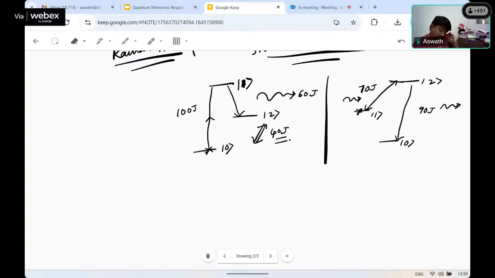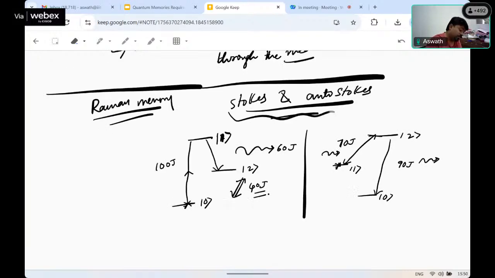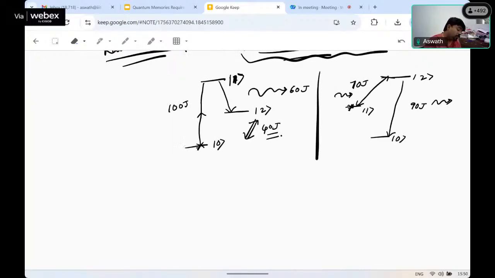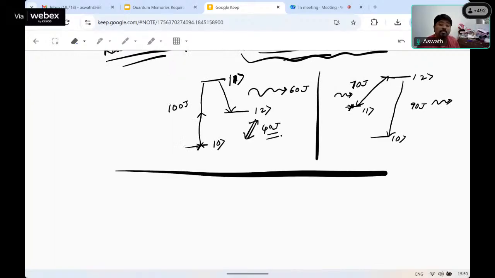So you can think, in this case, some kind of enhancement of incident energy takes place from the system which is already in the excited state. So these are actually called Stokes and anti-Stokes phenomena. Using these phenomena, one can realize a quantum memory. This is possible with atomic ensembles. So that is what atomic ensemble based quantum memories are.